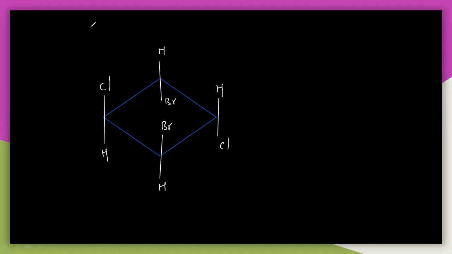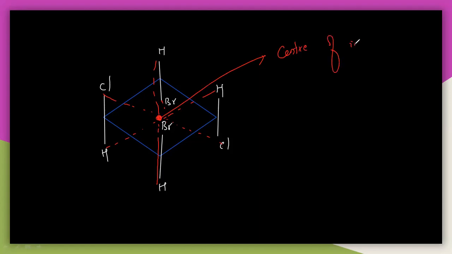Observe this structure here. If we invert this particular cyclobutyl ring, see what happens. Observe the distance between this chlorine and this chlorine. If you combine these two chlorines like this, and these two hydrogens, and these two bromines, and also these two hydrogens, you will get a point here. This is called the center of inversion. If you invert this molecule, you will get exactly the similar structure.